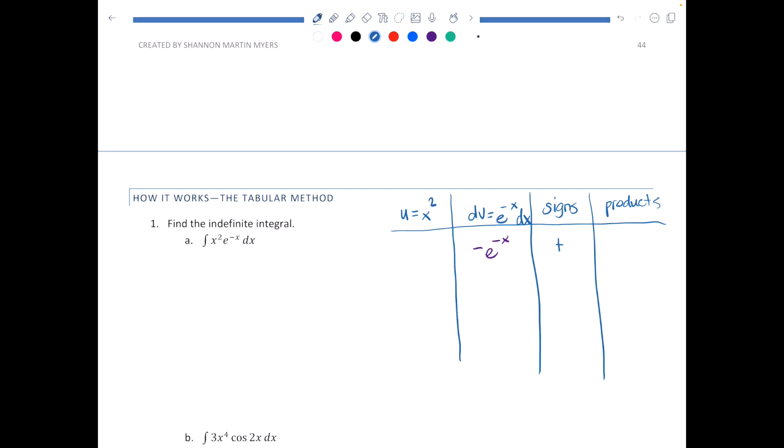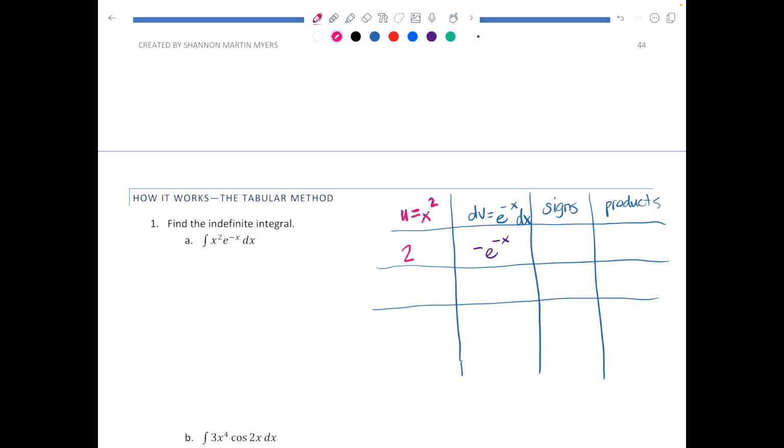And you don't start it. You go a little lower. So let me get some rows in, okay? So here we go. Your very first one, and then you just do your u's until they zero out. So you get u is x squared, and then what?